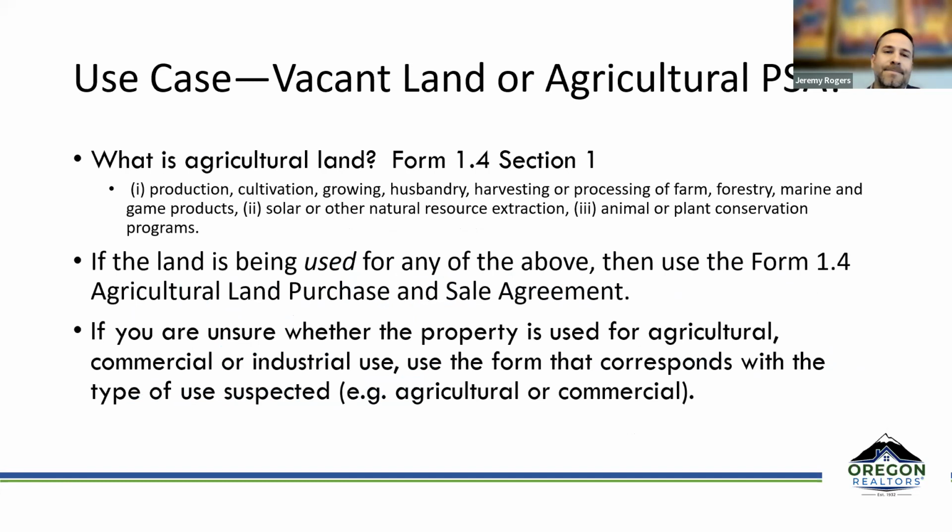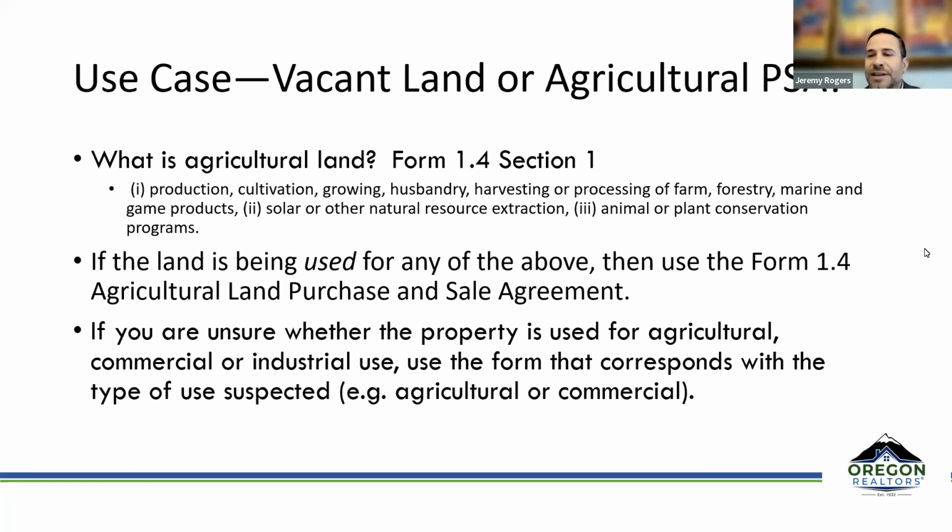Our agricultural sale agreement also defines the use case for the agricultural sale agreement. We say: one, the production, cultivation, growing, husbandry, harvesting, or processing of farm, forestry, marine, and game products; two, solar or other natural resource extraction; or three, animal or plant conservation programs. Obviously, there's a lot of words in there, and each one we could spend hours trying to define. So one of the best ways to think about this is in terms of usage. Is it being used for those above purposes?